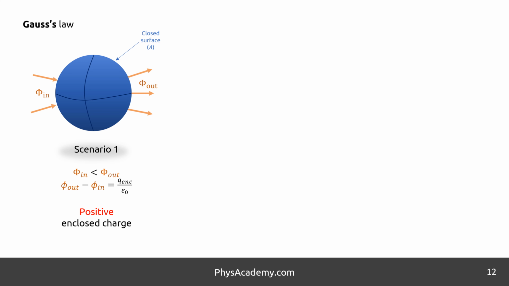Now let's see how Gauss's law uses an electric flux to measure an electric field. First, we must define a closed 3D surface. Here, we assume this closed 3D surface is a sphere. Then we measure the flux in and out of this closed surface.